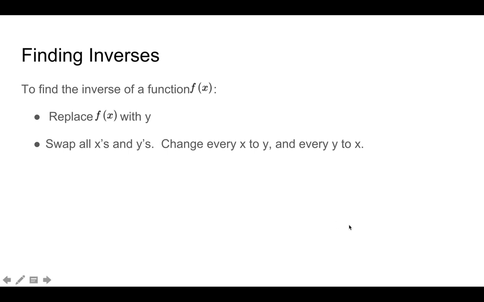Then we replace all the x's with y's, all the y's with x's. Swap out all the x's and y's. And technically we're done. That's the inverse. But we like our functions to be functions of x. So then we'll go through a little bit of algebra and solve for y, and then rewrite y as f inverse of x. It should be down here.